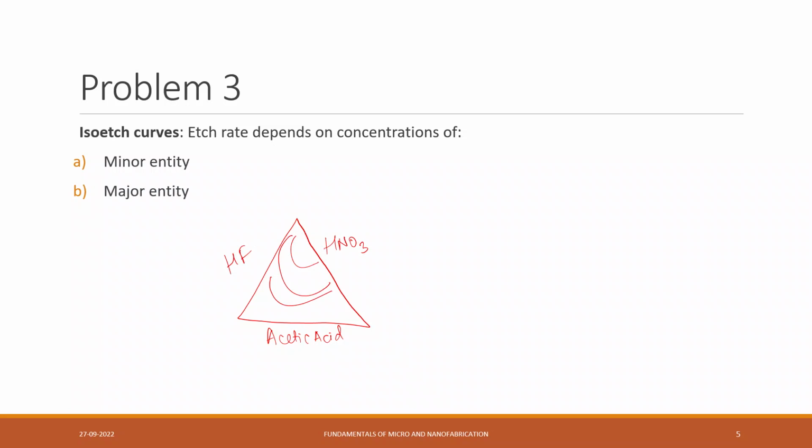So you have to tell the etch rate essentially depends on the concentrations of the minor entity, meaning the component that is present in a very low concentration, as opposed to something that is present in a large concentration. So major means in large concentration, and minor means in less concentration.